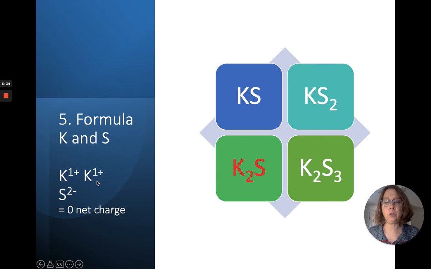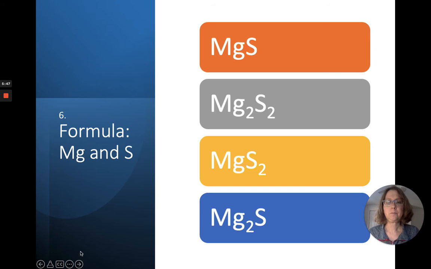And again, because we have 2 potassiums and 1 sulfur. Notice how we don't normally put the charges in here, okay? Because the overall here is equal to 0, and so we don't need the charges because we know the overall is equal to 0. Okay, let's do one more, and this is a funny one, okay?